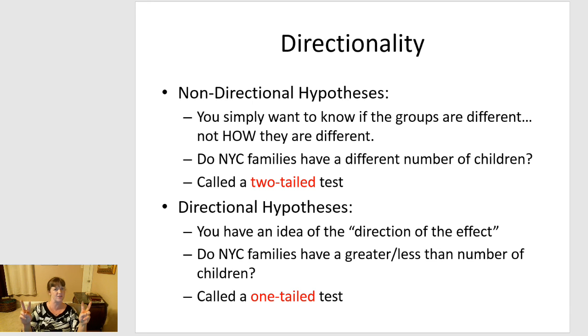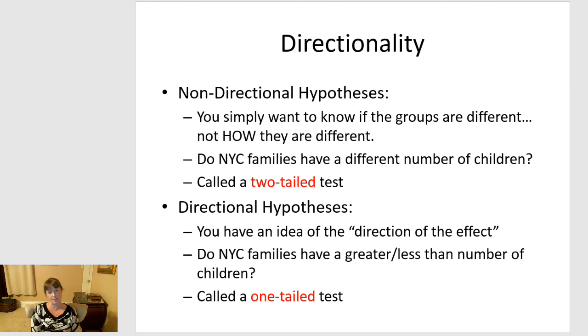This is called the direction of the effect. You don't hypothesize ahead of time which way it's going to turn out. Once you see the results, you'll know, but you're not going to hypothesize ahead of time which way it's going to be. This is also called a two-tailed test, which I just want you to file in the back of your brain, and I'll talk about a little later on in the lecture why we call it a two-tailed test.